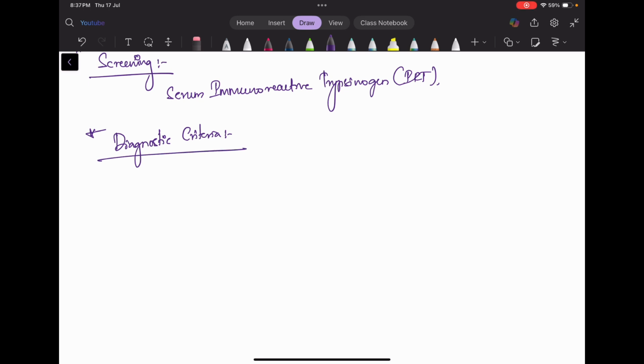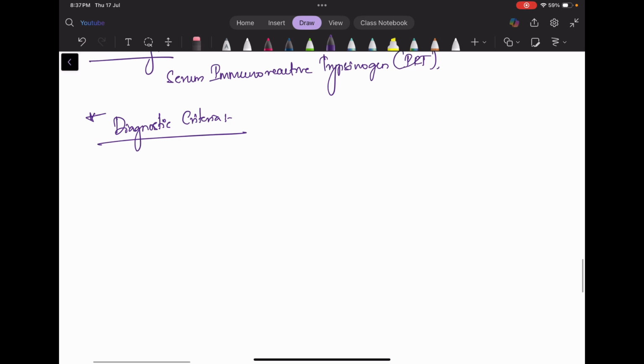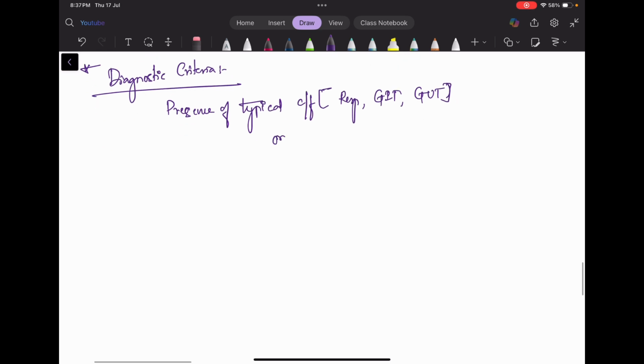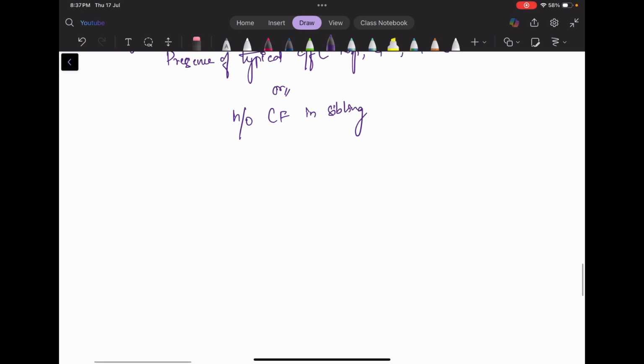So we have to say that it is cystic fibrosis, then it has to fall under this diagnostic criteria. So what is that? Presence of typical clinical features we discussed above, which may involve any system like the respiratory system, even the GIT, or even the genitourinary tract system. Or, this "or" is important, okay? History of cystic fibrosis in a sibling. Since it is autosomal recessive, if any family history is present, then we have to consider it.